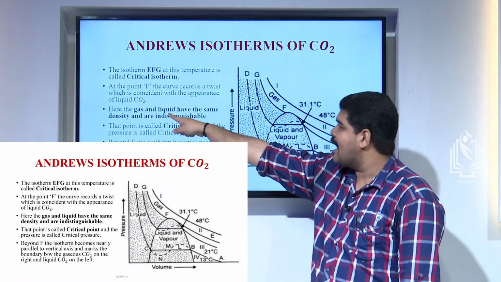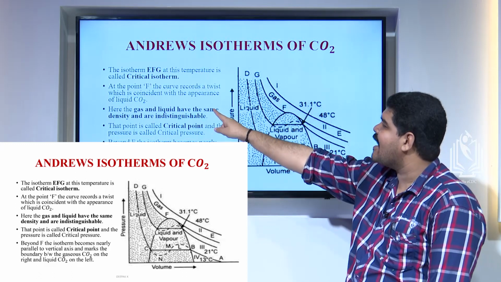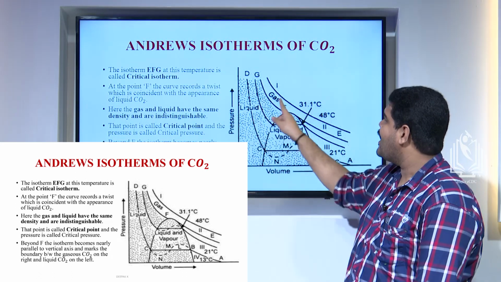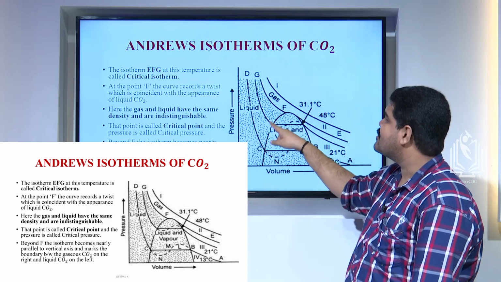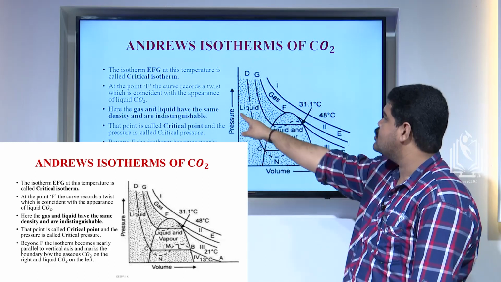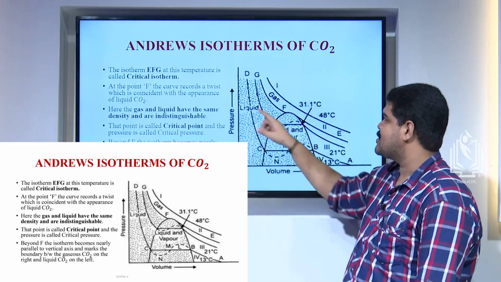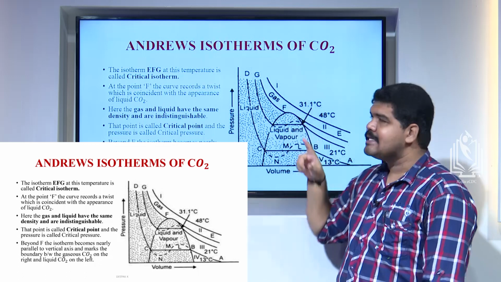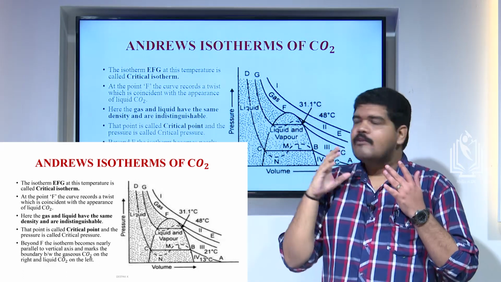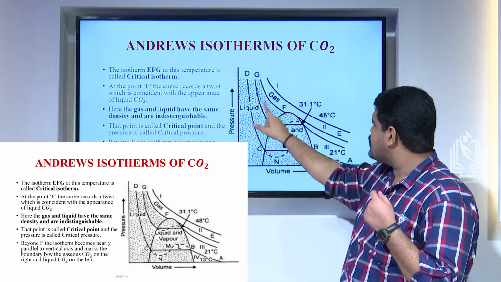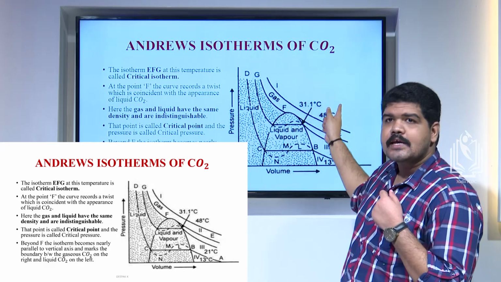That is, gas and liquid have the same density and they are indistinguishable, and that point is known as the critical point, and the pressure corresponding to it is known as the critical pressure. So, why is this point F so important? If you take this F point, you take two areas, to the left of it and to the right of it.